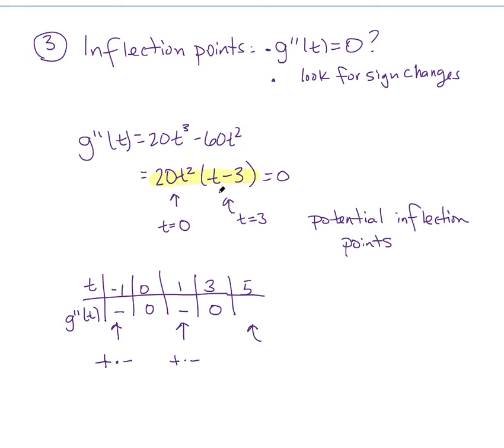Now at 5, we finally get a flip because here the first term will be positive and the second term will also be positive. So we have positive times a positive, which is positive. And so in the previous step we had our potential inflection points. We now see exactly where the sign changes, so it only changes at t equals 3. And so we get an inflection point at t equals 3.